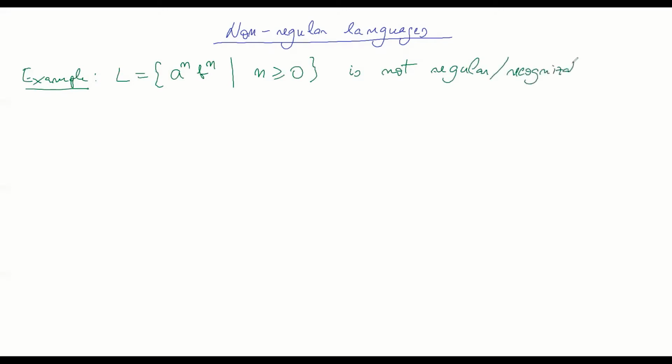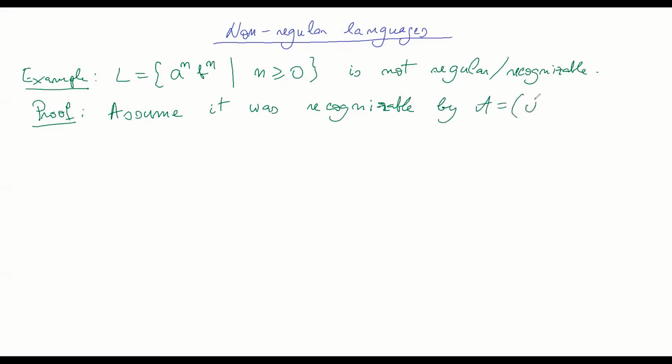I'm going to prove this for you in the following way. Let's assume that this was recognizable, and it was recognizable by some automaton A, which I can choose to be a deterministic automaton. It is made of the input alphabet, where sigma is just A, B, the transition function, the initial state and F. And let's assume that the number of states we have is some number M.